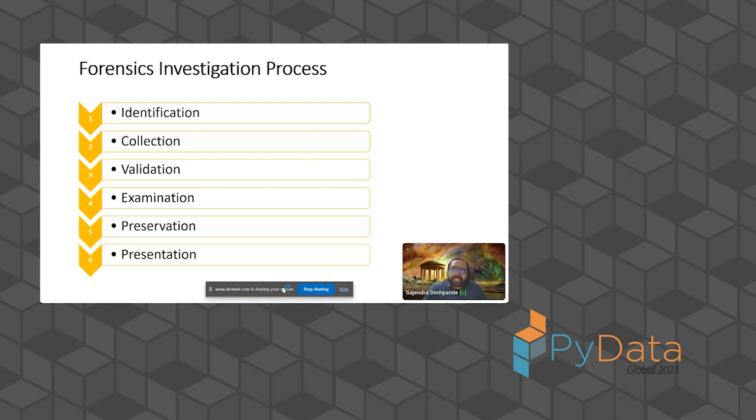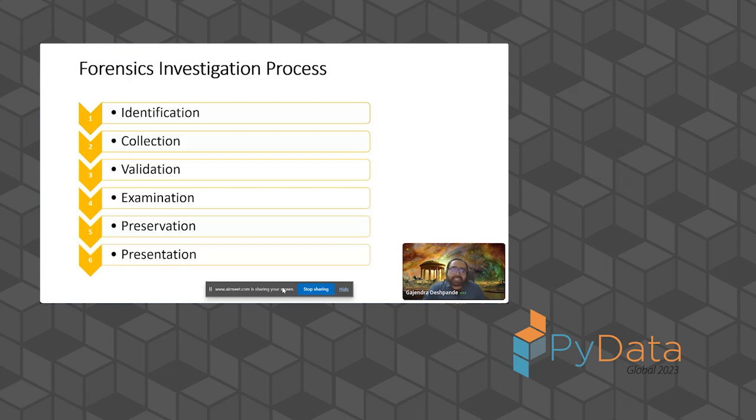Then once they identify the different objects, the next step is collection. When they're collecting, they have to store all this information, all these devices, in special plastic bags. They are also called electrostatic bags or Faraday bags. And they have to make sure that the evidence is not tampered with.